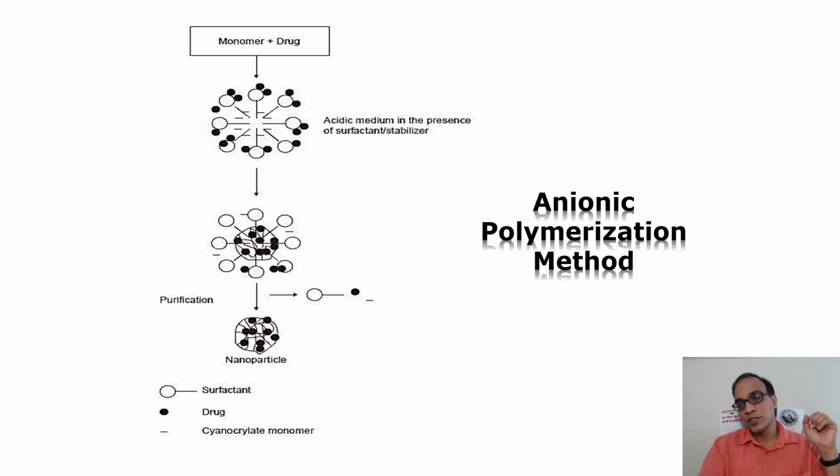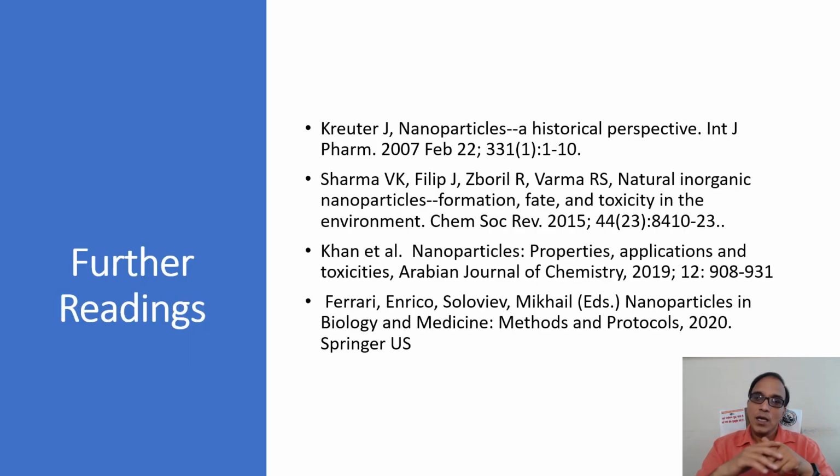Now the polymerization method. The monomer and drug are taken together, and then in acidic medium in the presence of a surfactant or stabilizer, polymerization occurs. Then a purification step is done, and nanoparticles can be prepared. So this is one of the methods of polymerization. However, as far as polymerization is concerned, we have discussed it in detail in our previous lecture on developing other microparticles. These are the references, some examples, which we are giving. However, there are so many references on nano drug delivery systems and this aspect.